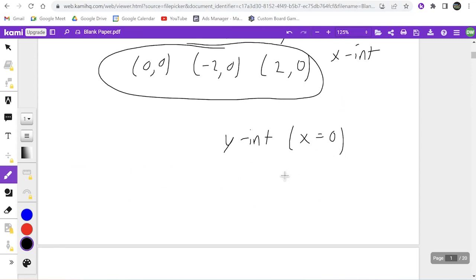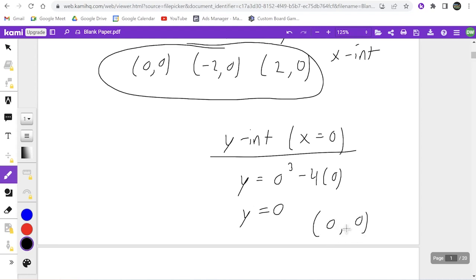If you want to find the y-intercept, x equals 0. So what that means is you're going to say y equals 0 cubed minus 4 times 0. Well, that's just 0. So the coordinate point is 0 for x, 0 for y. There's your answer for the y-intercept. Any questions?